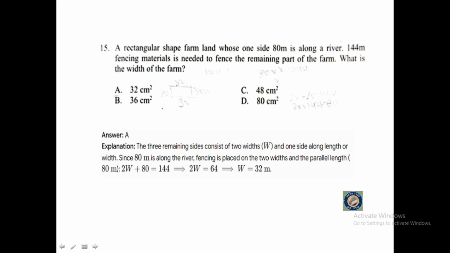The answer is 32. The three remaining sides consist of two widths and one side along the length. Since 80 meters is along the river, fencing is placed on the two widths and the parallel length, which means 80 meters plus 2W is equal to 144, which means 2W is equal to 64, so W is equal to 32.